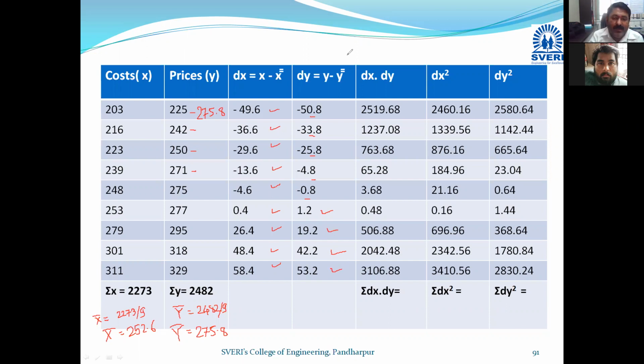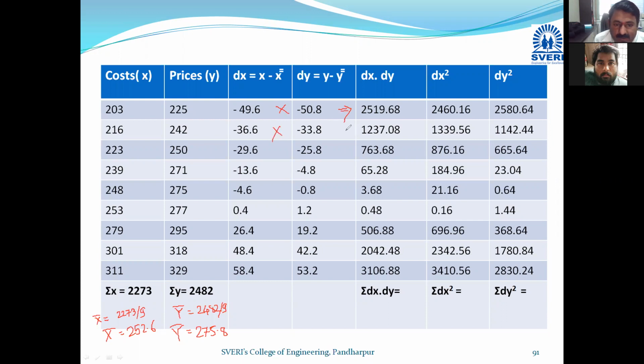So in this way, friends, we have calculated all these values as dx and dy. For dx and dy, first we calculated x bar and y bar, and then x minus x bar gives the dx value for that case, and y minus y bar gives the dy value. Now dx and dy are with you. So 49.6 into 50.8, both minus, so next step, just multiply and you will get this value.